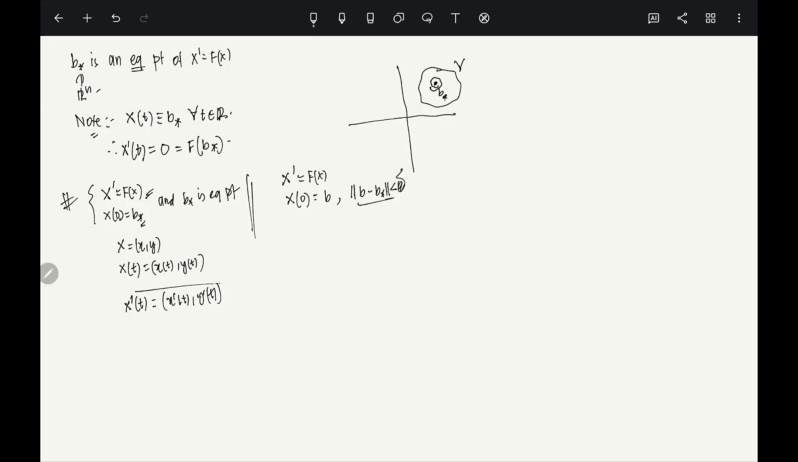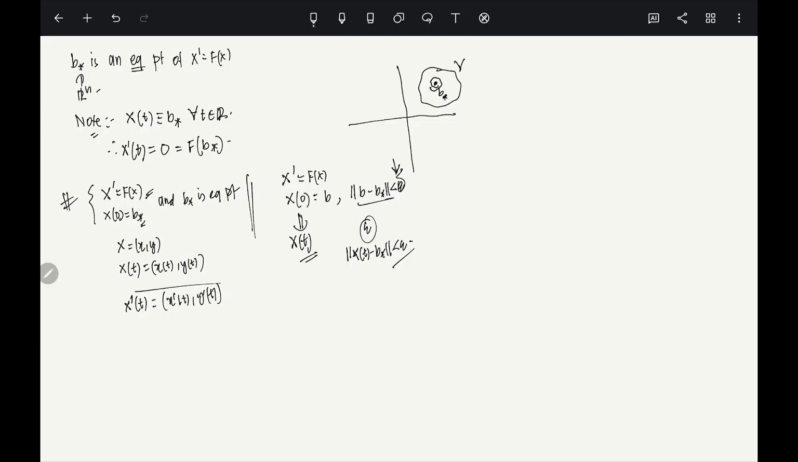B from a neighborhood of B star. Once I do that, then we get a solution x of t, right? We get a solution, and that solution for all time t must be confined in a neighborhood. So first of all you fix an epsilon, and for that you get a delta such that your x of t minus b star should be less than epsilon. Is it okay? So that's the idea.